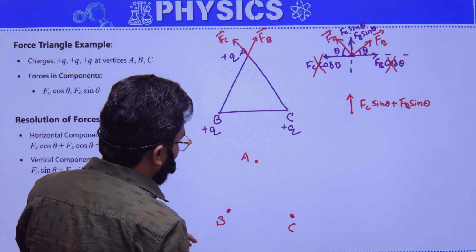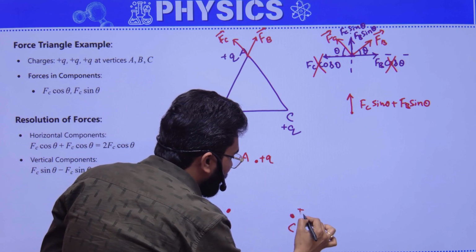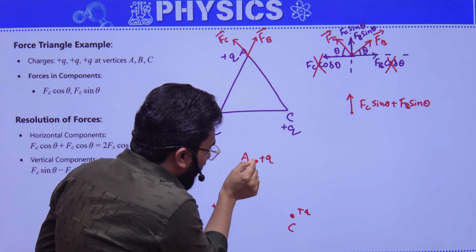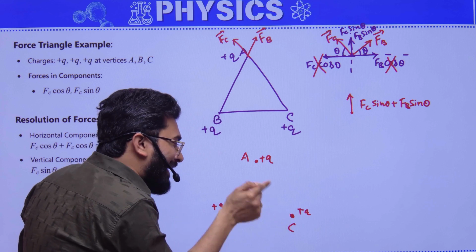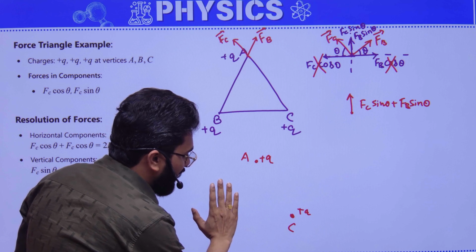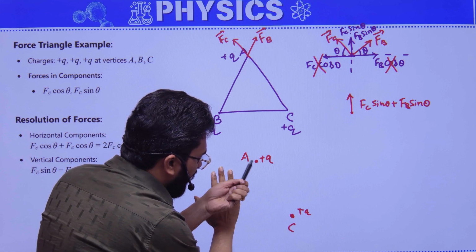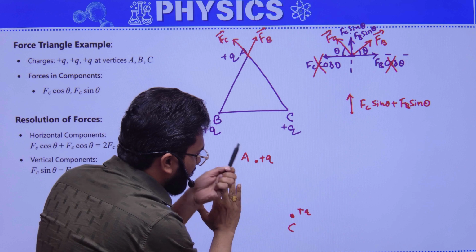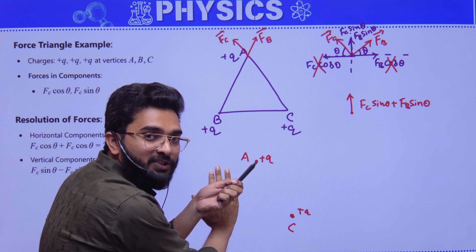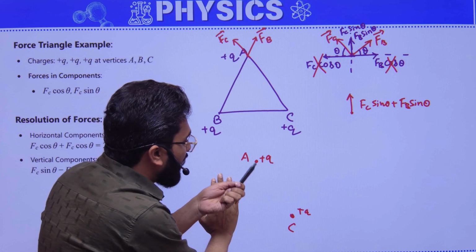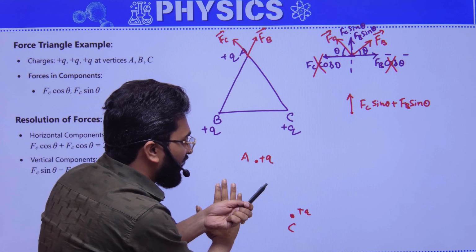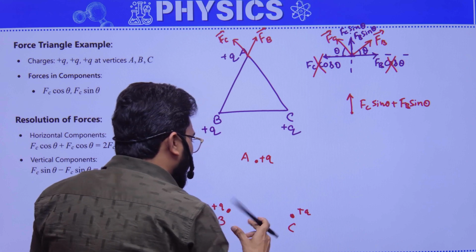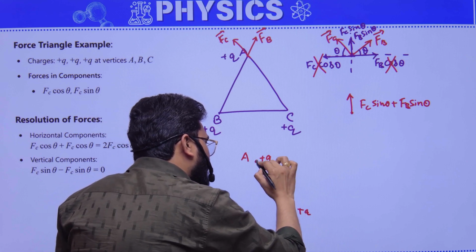And let's suppose this is plus Q, this is plus Q, and this is also plus Q. So when we discuss the two point charges A and C, we will ignore B at that time. We will hide B and only focus on A and C. Look at the charges: both charges are positive, both are like charges. That means the force will be a repulsive force. You already studied this at the start of the class. I already told you that for like charges, the nature of the force will be repulsive, and that's why we make the line for the forces. This will be the repulsive force.